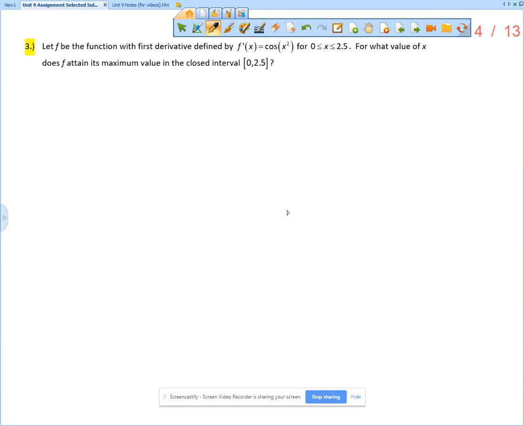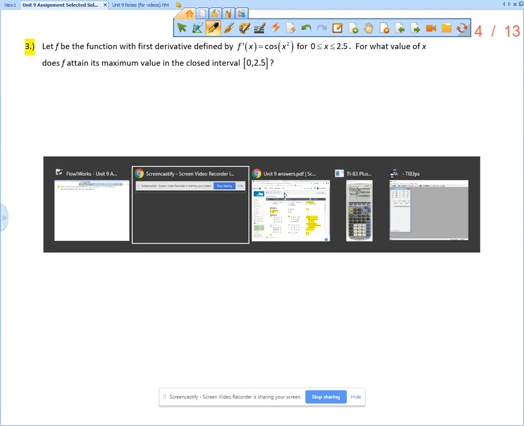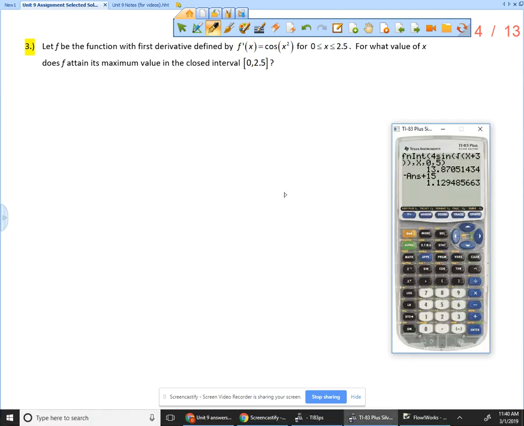So first of all, what we need to think about is how to find out where a maximum occurs. Well, we need to know the sign analysis of the derivative. The derivative is cosine of x squared, so of course this is a calculator question. We do not know what the graph of that looks like off the top of our head, so I go to my calculator and we are going to graph.